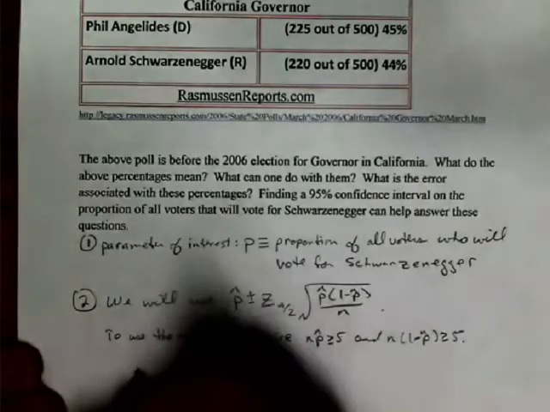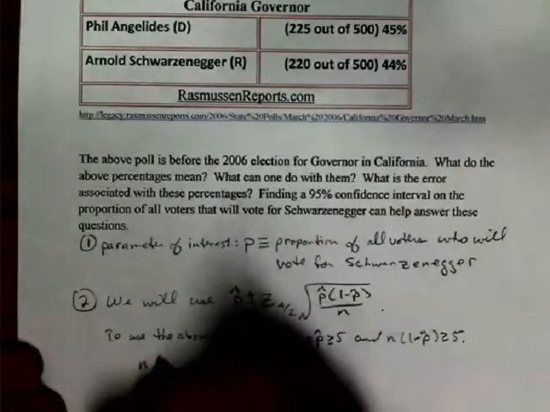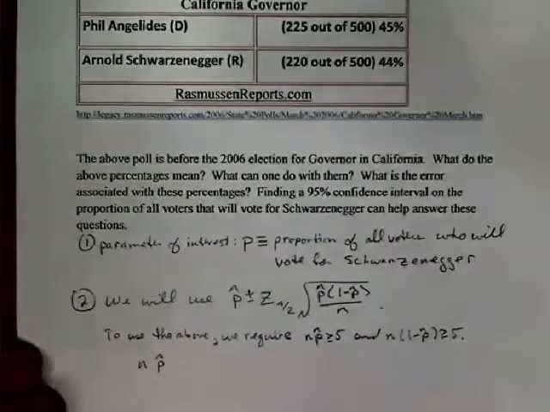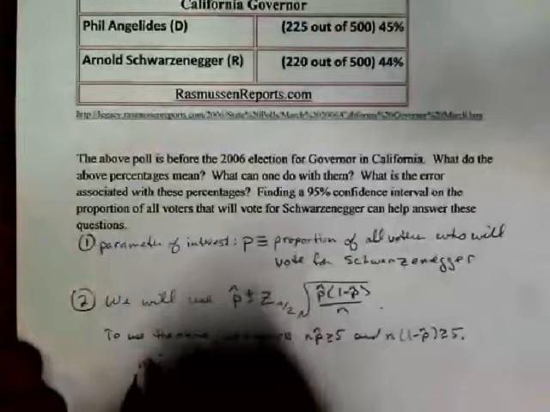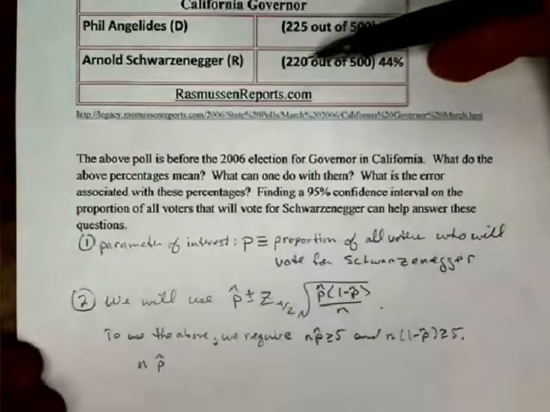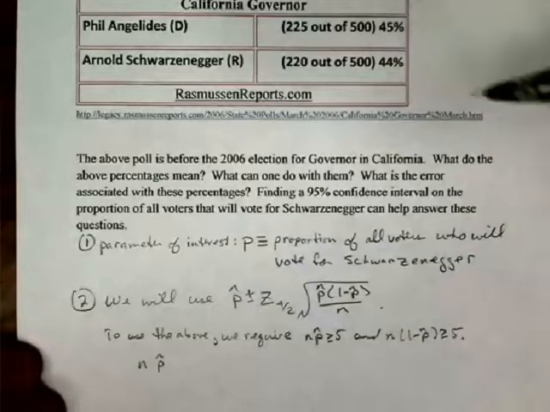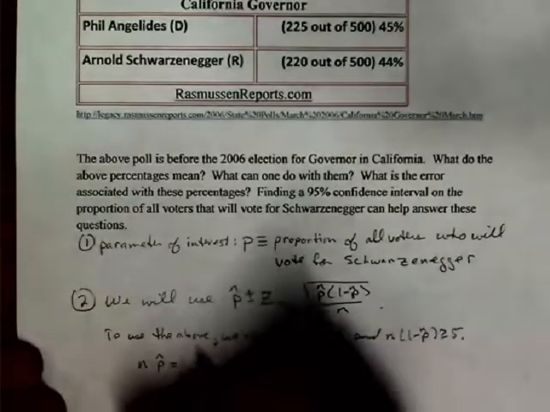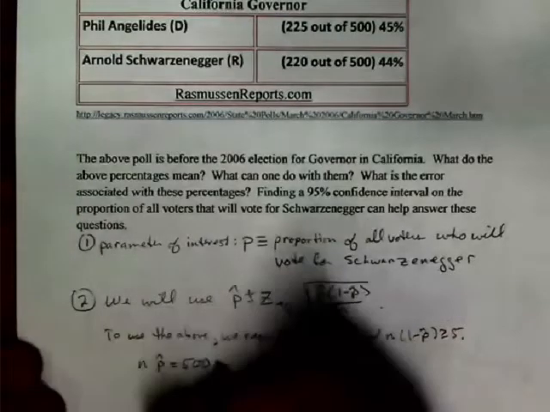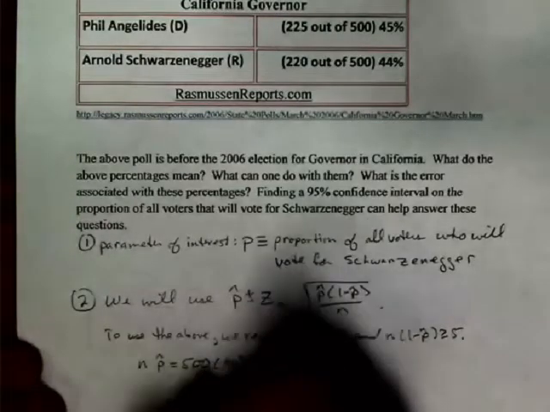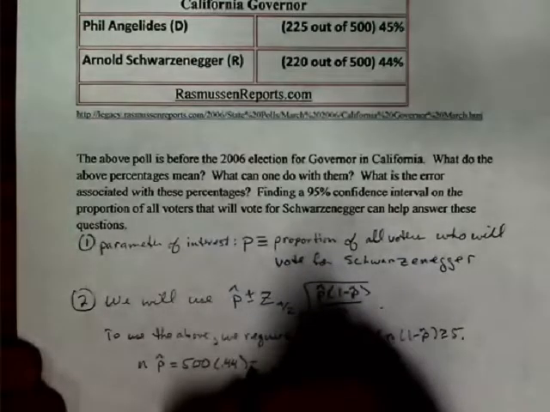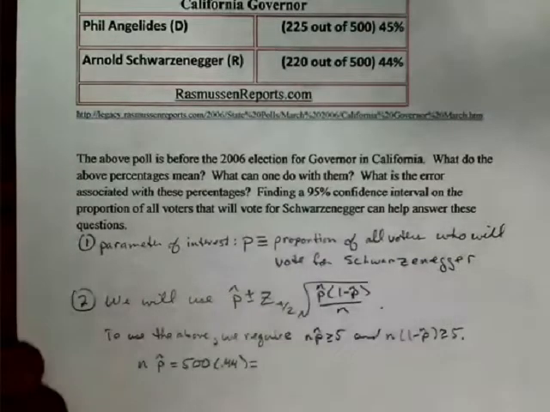Let's see here. So n times p hat. Well, what is p hat? P hat is the sample proportion of voters that vote for Schwarzenegger. That was actually already computed for us. You would take 220 and divide it by 500 to get 44%, or in this case, 0.44. N is 500. I've got 500 voters. 0.44 is the sample proportion of voters who vote for Schwarzenegger out of that 500. And what is 500 times 0.44?